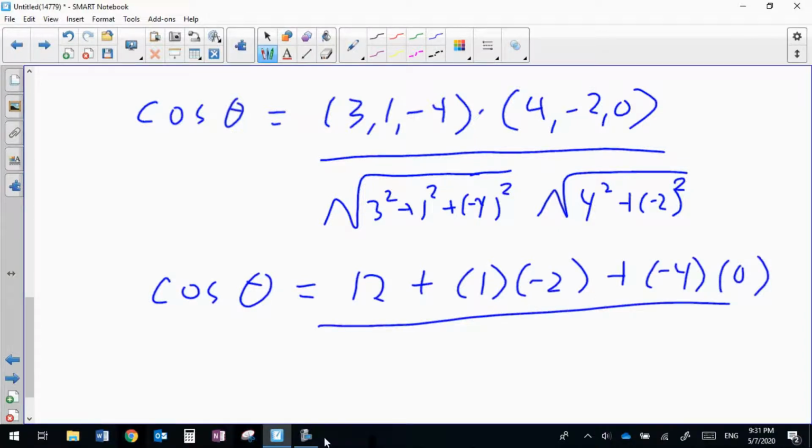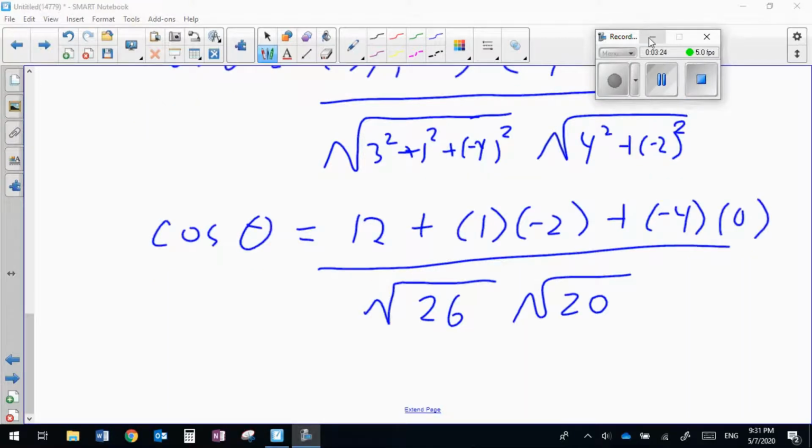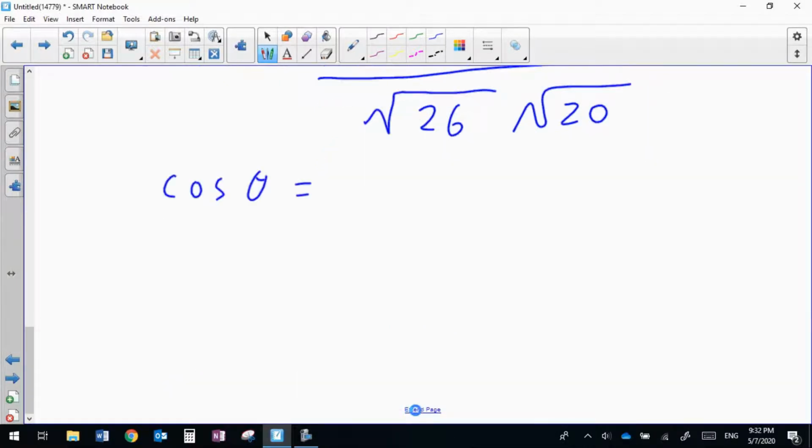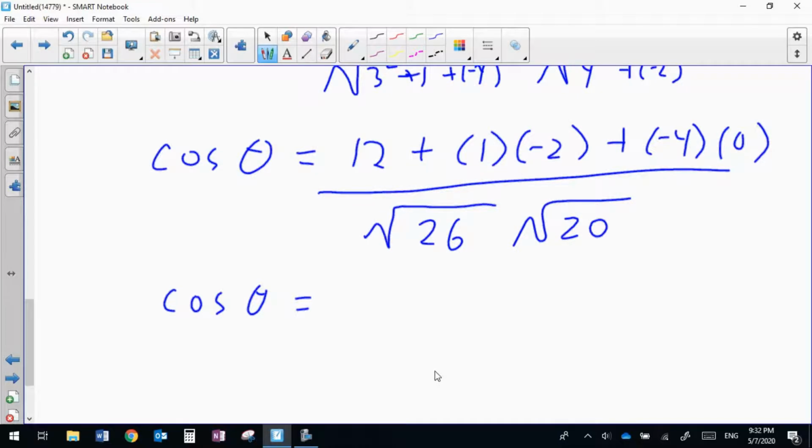Okay, adding those together. Okay, continuing on. You're going to get 12 minus 2, which is 10.